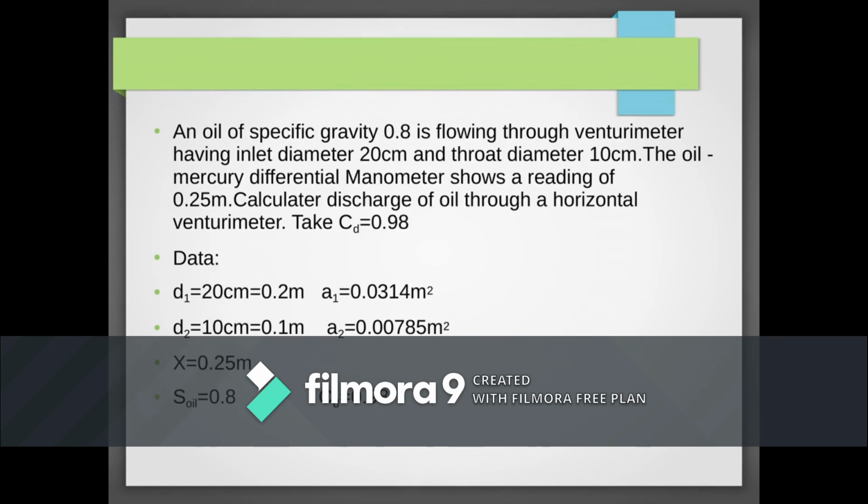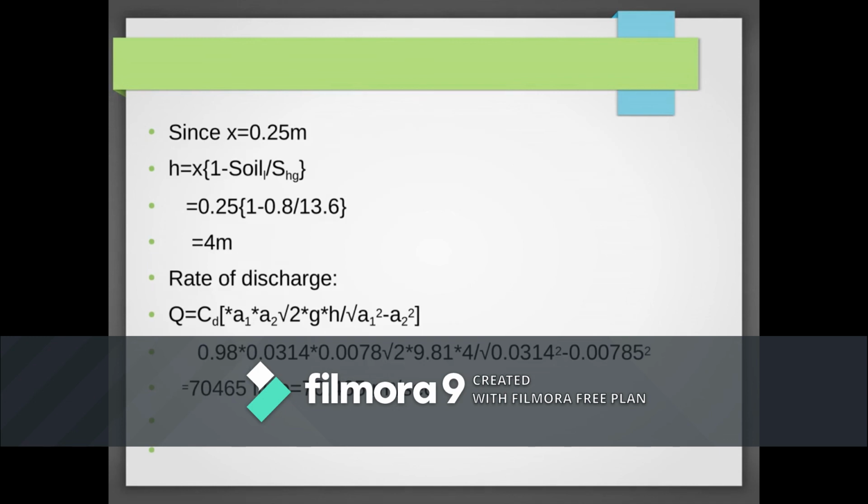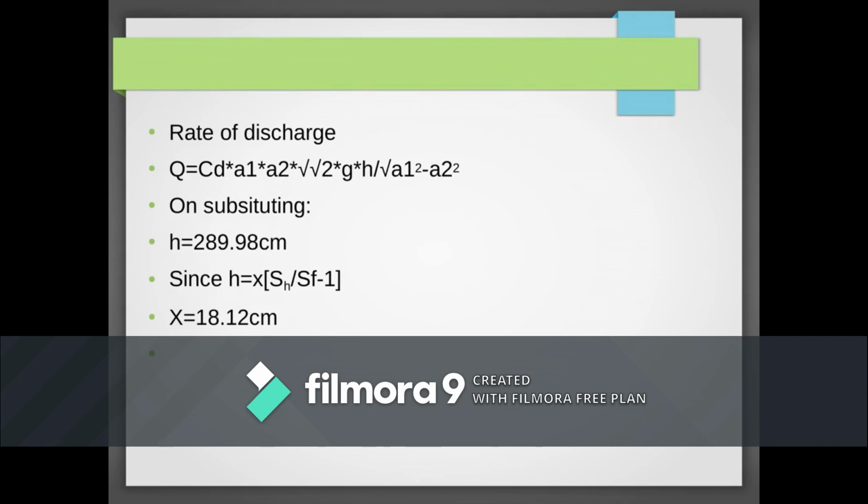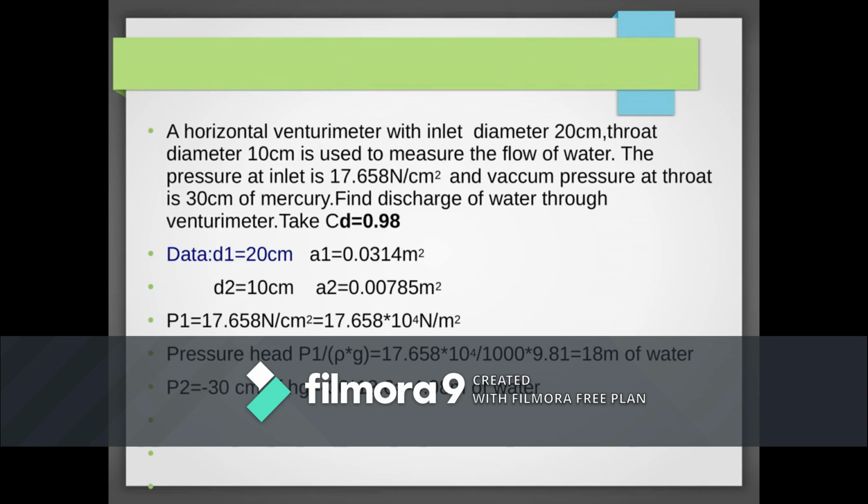So that is determined by x. Now we need to determine the height difference. H is equal to x into the specific gravity of the mercury, Sm, by S minus 1. So based upon this, we are deriving an equation to determine the rate of flow of the venturimeter.